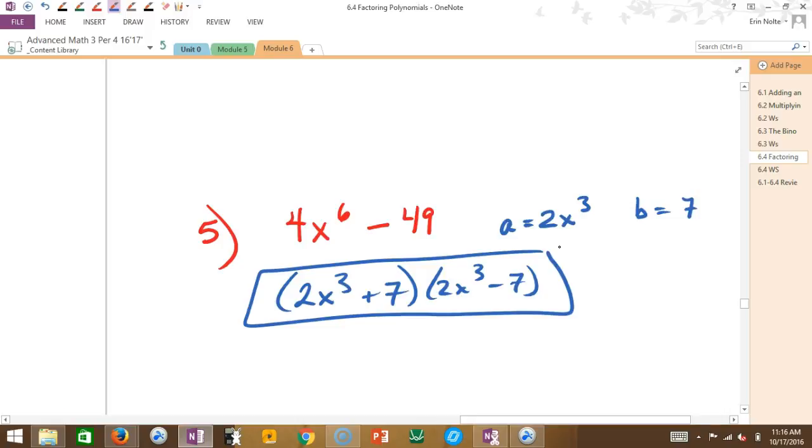How do you guys feel? Pretty good? The hardest part is recognizing which one, but if you remember your squared numbers and your cubed numbers, that's a big helper. Okay.